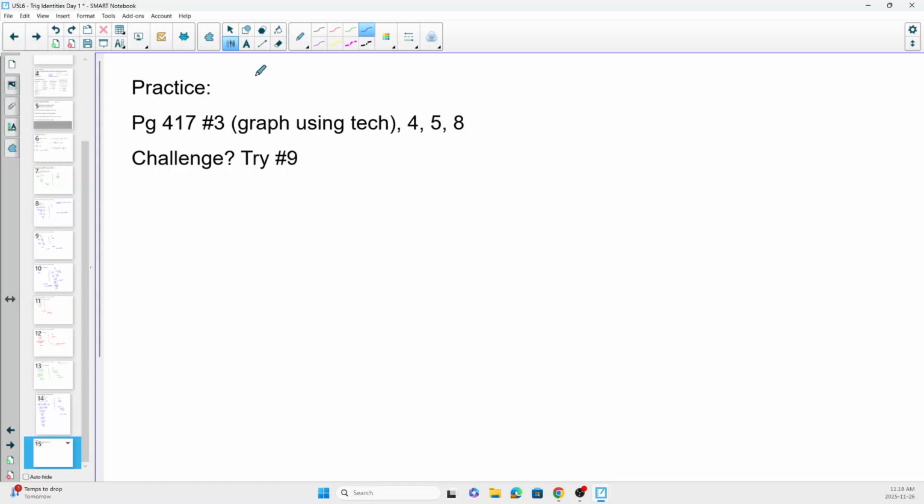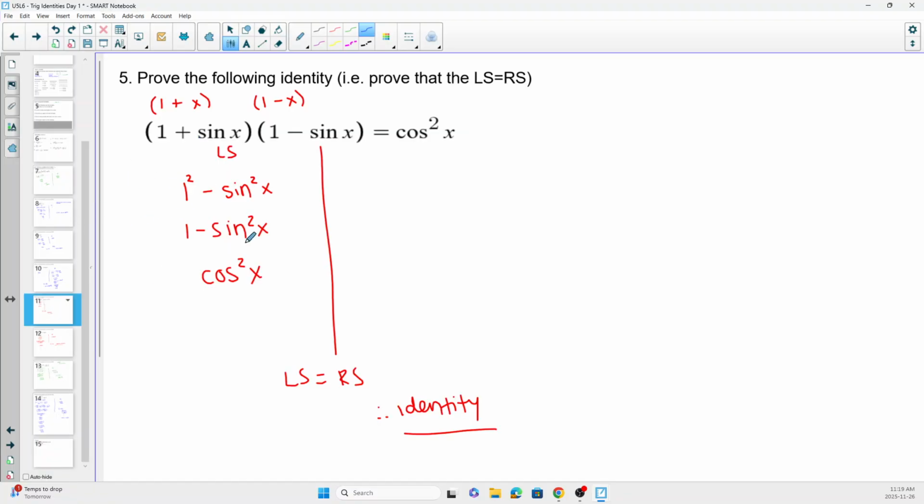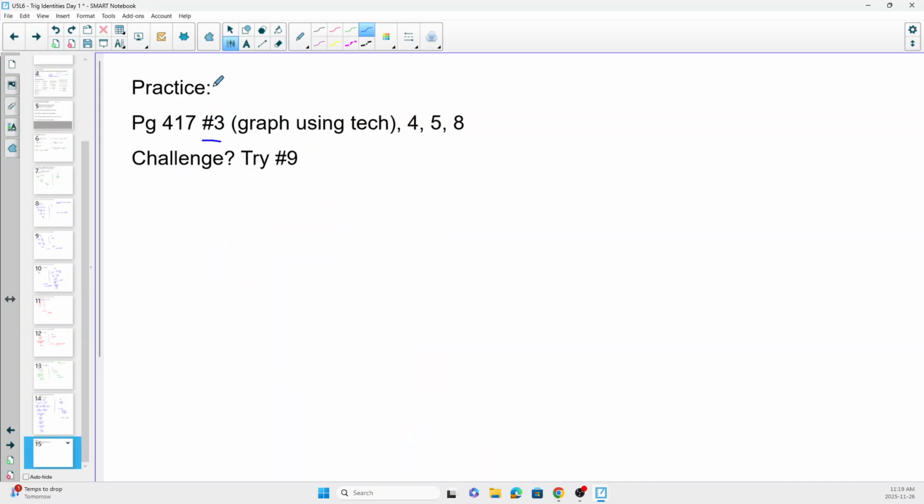Practice. Page 417, number 3. It's giving you two different things and asking you to graph them. It would be like giving you this and saying graph this and then graph this and prove that they are in fact equal to one another. So you get to play around with the graphs first, because it's nice, that visual, to see that what's on the left really is the same as what's on the right. You'll just graph using tech, and then in number 4, it's asking you to actually prove those identities using similar methods that we learned in class today.